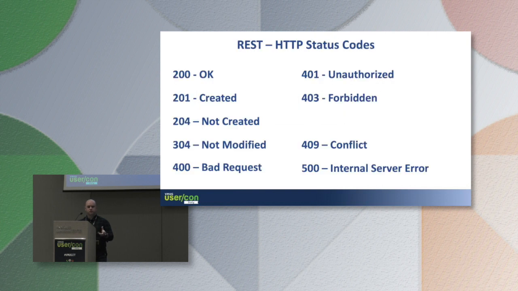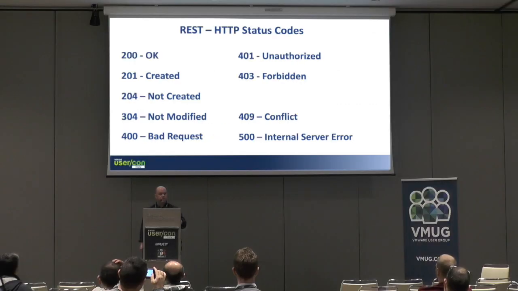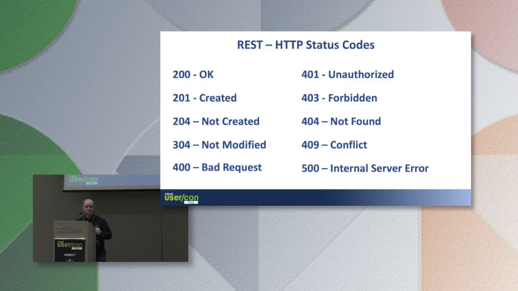So talking about REST and HTTP, we can use HTTP status codes. When we make a call, we'll get a status code back. Typically 9 or 10. There's one missing up there. Does anyone have a guess what's missing? No? 404. Yeah. Not found. Got there.